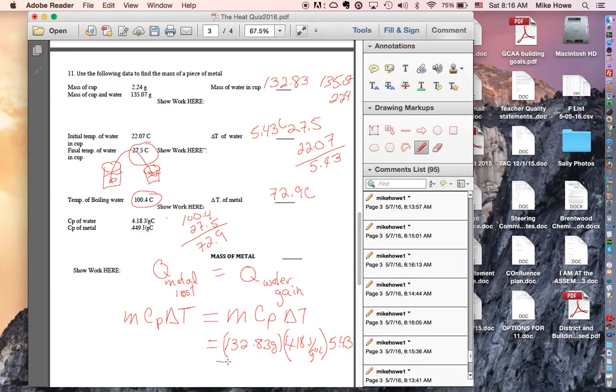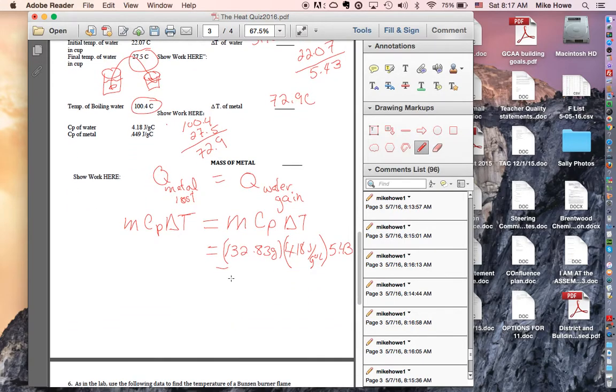So we need to multiply those three numbers together, and I'm going to go ahead and do that. Those three numbers multiplied together, 132.83 times 5.43 times 4.18, equal 3014.90, rounded. On the other side, we don't know the mass of the metal. That's what we're trying to find.